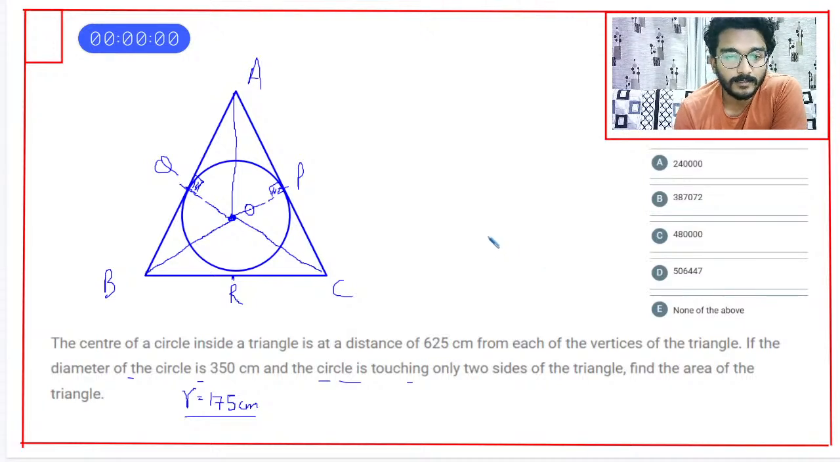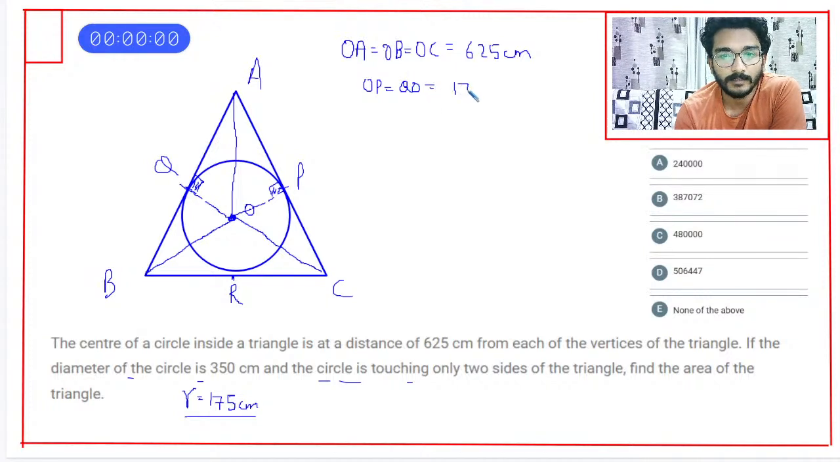The center of the circle inside the triangle is at a distance of 625. Oh, sorry, my bad. Okay, the radius is there. So we have the radius, we have this distance. OA is equal to OB equal to OC, right, they are 625. And we have OP and OQ, these are the radiuses, 175. So I can easily find, I have OA, I have OQ, I can find AQ, and AQ would be taken by Pythagoras: 625 square minus 175 square.